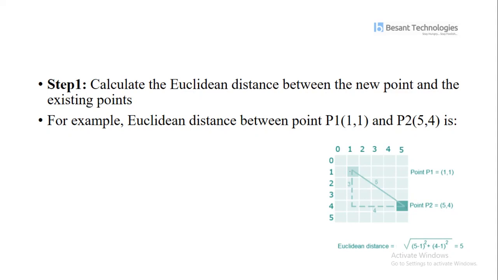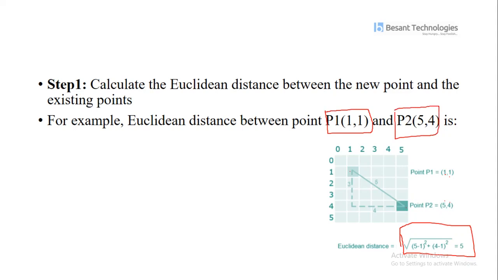So this Euclidean distance we need to calculate like this: 5 minus 1 the whole squared, and 4 minus 1 the whole squared. That's nothing but P2 minus P1 the whole squared and P2 minus P1 the whole squared. So now this is the point which we get. The next step is, here we calculate the Euclidean distance between point 1 and point 2.